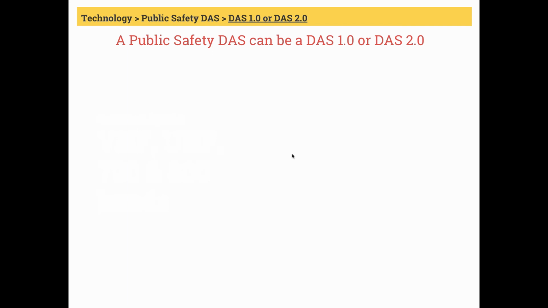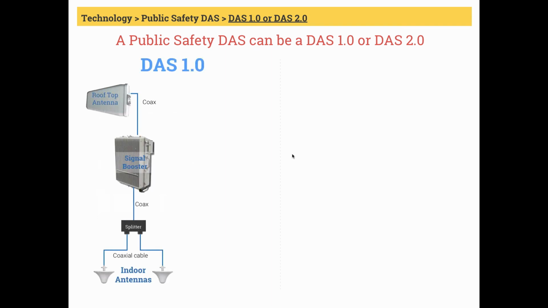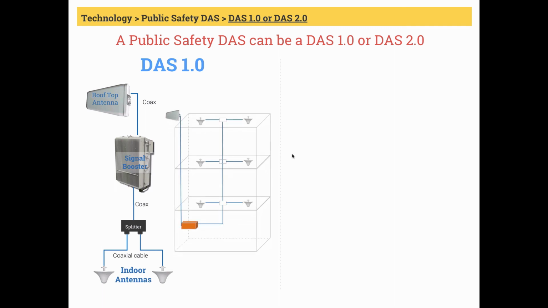Public safety DAS can be built in both DAS 1.0 or DAS 2.0. Remember, DAS 1.0 is all coax based. Here I'm showing a line diagram of DAS 1.0 and a simple visual representation of how it's placed inside a building. Signal source for public safety DAS will almost always be repeater based. Repeater will be connected to a rooftop antenna facing a nearby public safety tower.